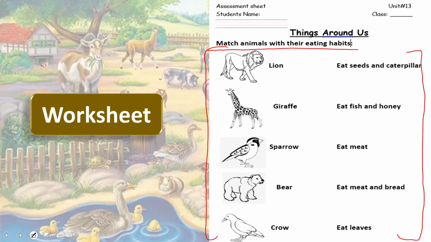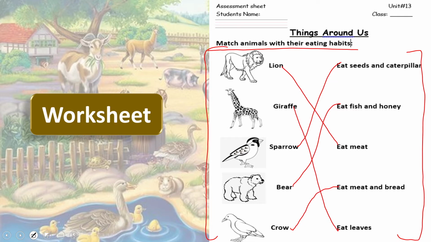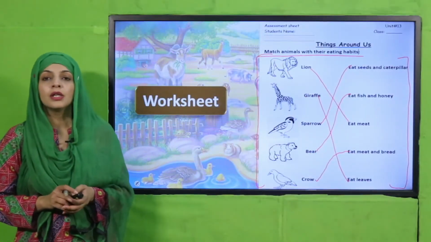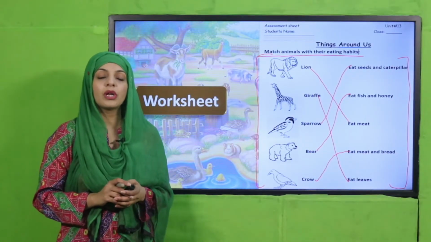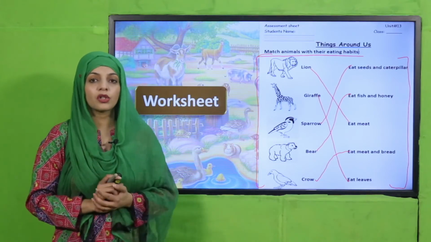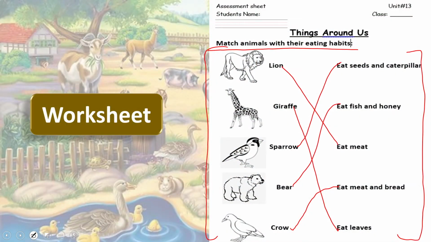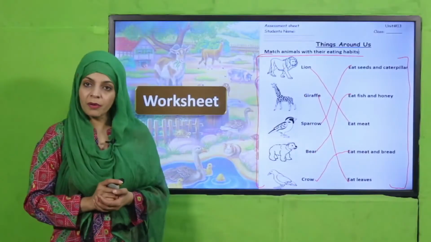मैं आपको एक करके दिखाती हूँ. So lion eat meat, giraffe eat leaves, sparrow eat seeds and caterpillars. मैंने सारे ही कर दिया आपके लिए. And bear eat fish and honey, crow eat meat and bread. So this is how you will do the match the columns. So what you will do now is pause the video and complete the worksheet. I hope everybody has done it.